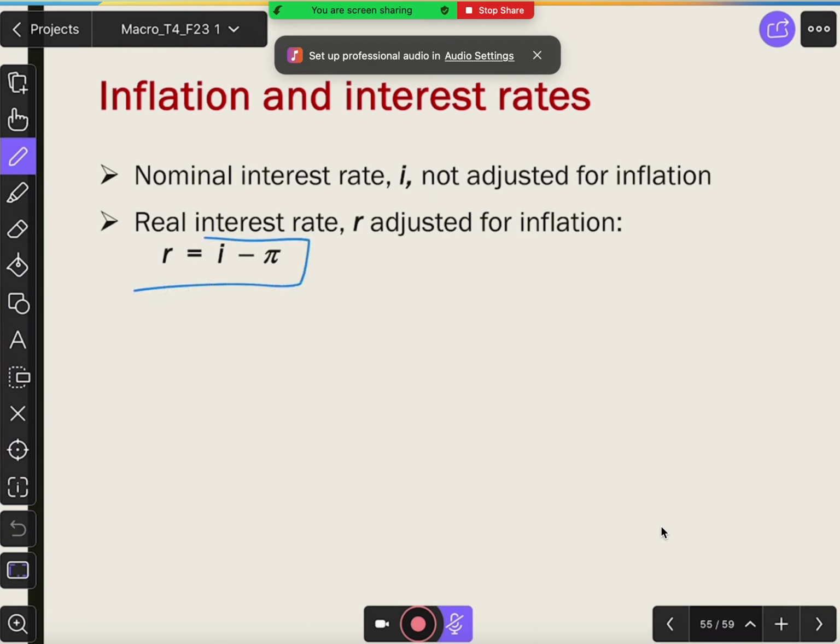The interest rate equation, or the real interest rate equation, is simply, I'm just going to text someone who's calling me.